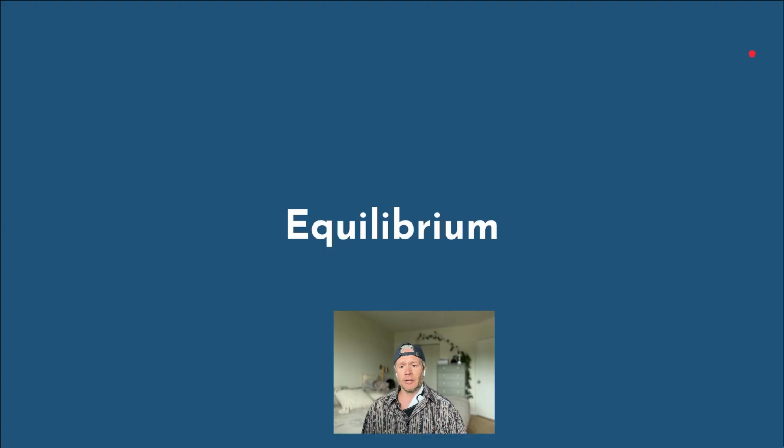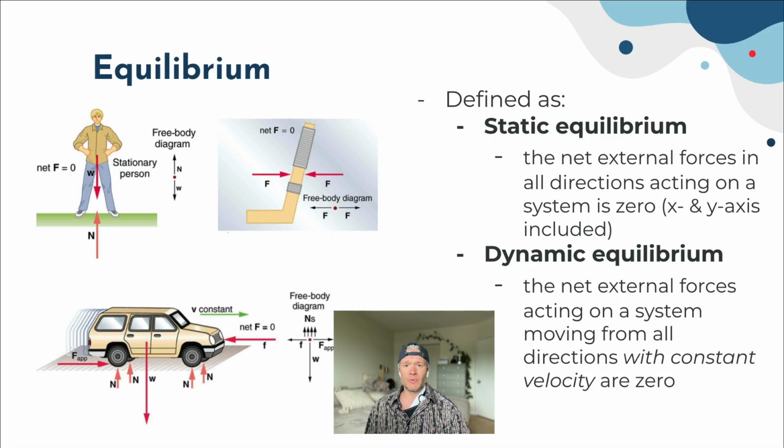Okay, so equilibrium, what is it? Well, we have two different types: static equilibrium and dynamic equilibrium. If we look at the static equilibrium examples, we more or less see that our net external forces on all our axes, so our x and y, even z axis here, all equal zero. Like in our example of a person standing here, we have their weight and normal forces equaling a net zero. So that's fine. We wouldn't expect too much movement.